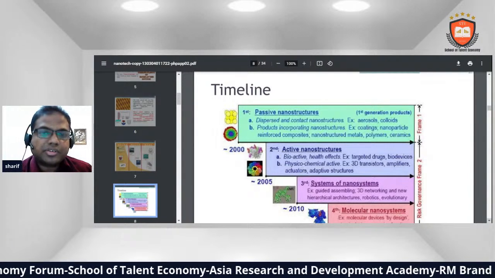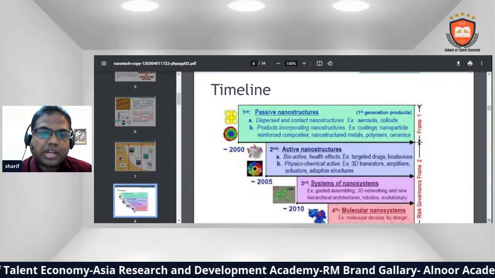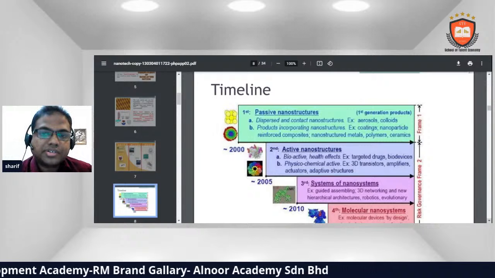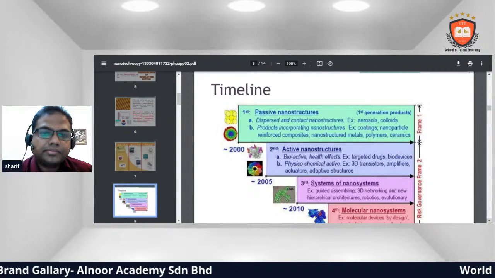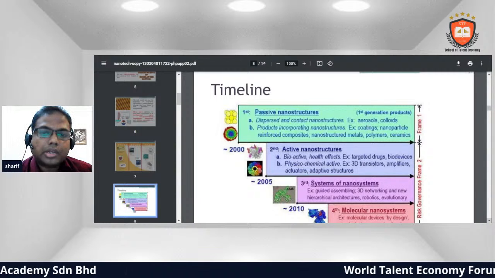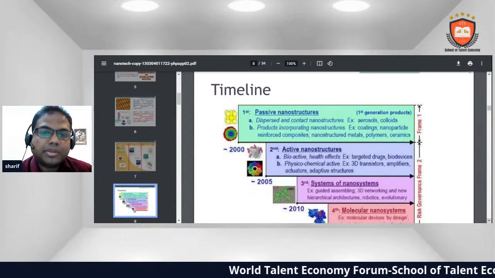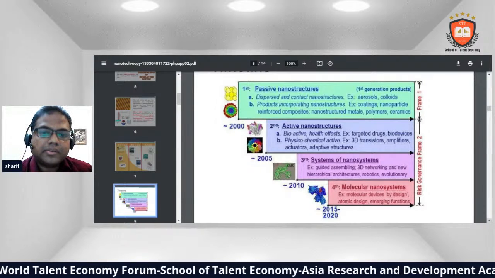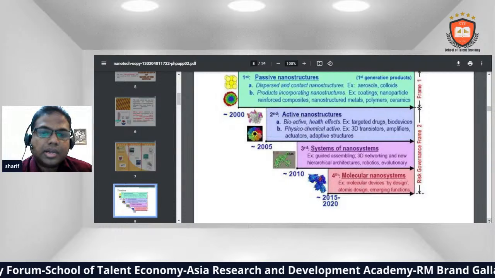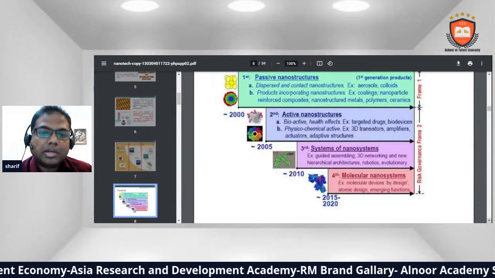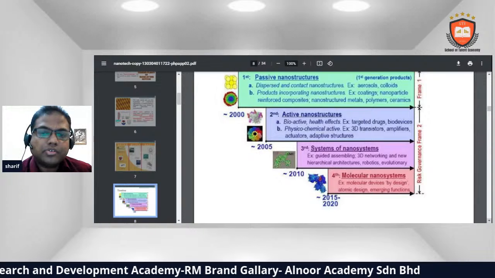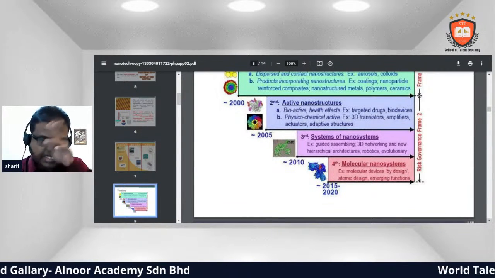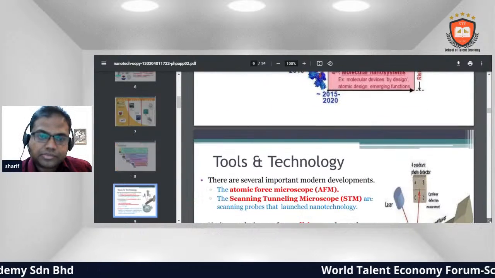Timeline: passive nanostructures, dispersed and contact nanostructures, aerosols, colloids, coatings, nanoparticles, reinforced composites, nanostructured metals, polymers, ceramics. Active nanostructures, bioactive, health effective, physicochemical active, systems of nanosystems, guided assembly, 3D networking, and new hierarchical architectures, robotics, evolutionary, molecular nanosystems, molecular devices by design, atomic design, emerging functions.